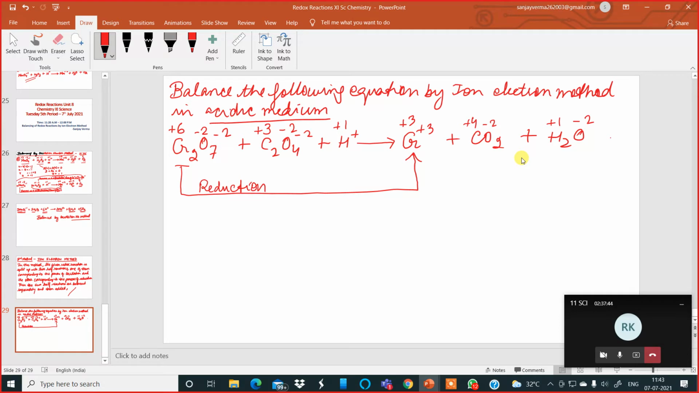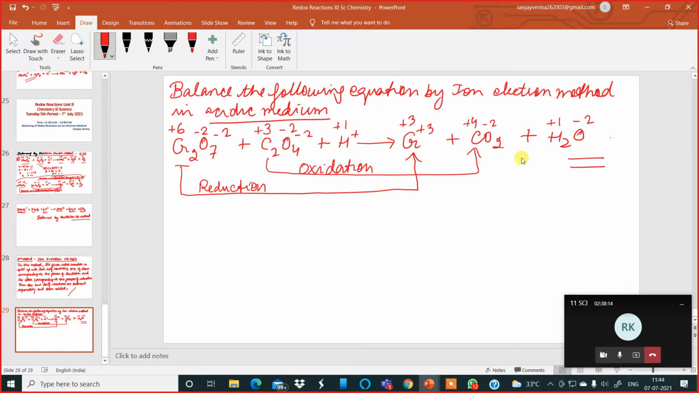Plus 6 is becoming plus 3. Oxygen is minus 2, it is the same, it is not changing. Carbon is changing from plus 3 to plus 4. So that is an increase in oxidation number, so that is called oxidation. Now after this, we will split this reaction.